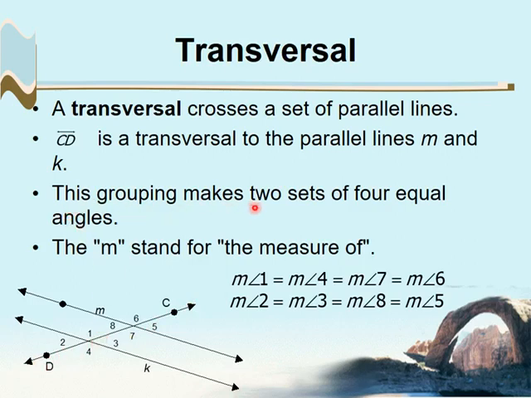This grouping makes two sets of four equal angles. Angle 5 and 8 are vertical, angle 6 and 7 are also vertical, angle 3 and 2 are vertical, and 1 and 4 are also vertical. And students, remember one thing, vertical angles are always congruent, equal. Measurement of angle 1 is equal to angle 4. Angle 7 is equal to angle 6. Angle 2 is equal to angle 3. And angle 8 is equal to angle 5.